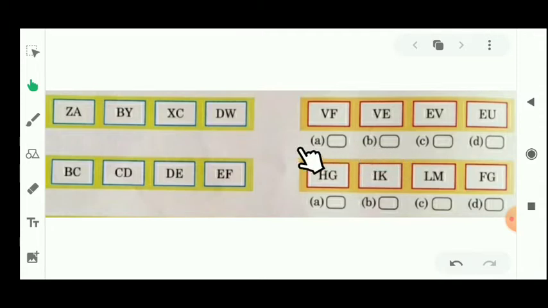If we observe one more pattern, you can see here Z is the first letter, then Y is in the second letter. Similarly, X is the first letter and W is the second letter. Similarly, V will be the first letter. So, according to both patterns, option number B will be right. So, which option is right? B.